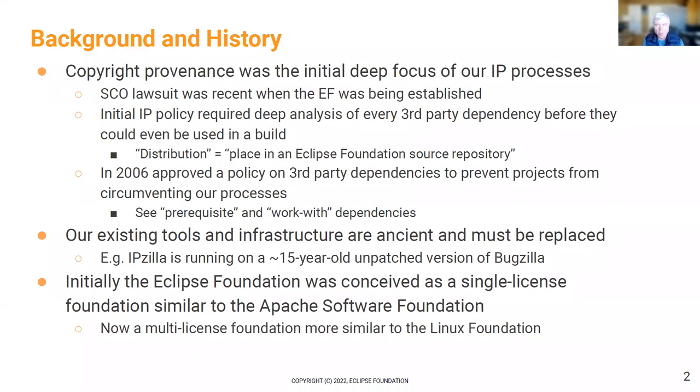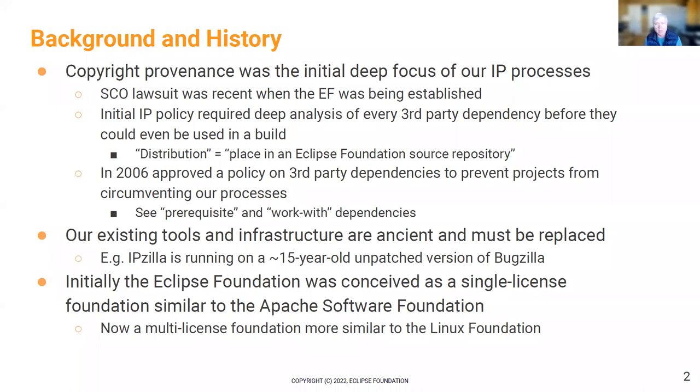So let's just get started with some background and history in terms of the IP processes that we've had for many years at the Eclipse Foundation. If you recall, the Eclipse Foundation came into being in January of 2004. And around that time, copyright provenance was a very big deal in the open source world. Part of that was a result of the very famous SCO lawsuit, where SCO sued IBM and others related to the relationship between Unix and Linux.